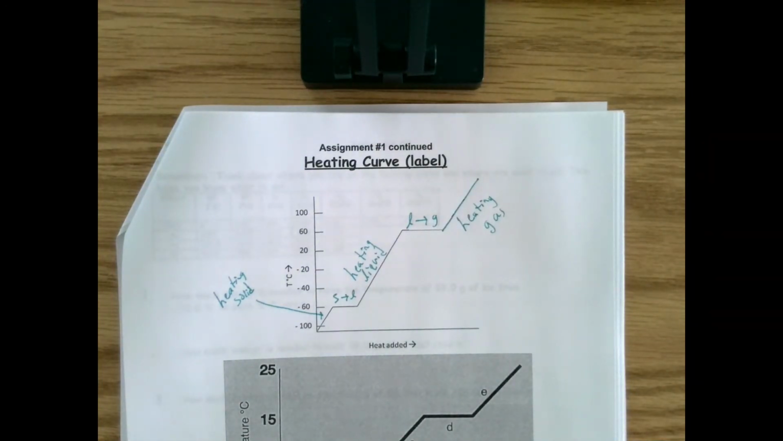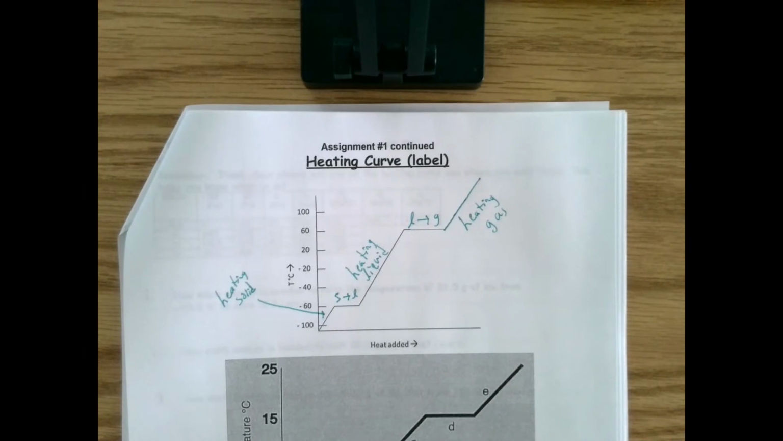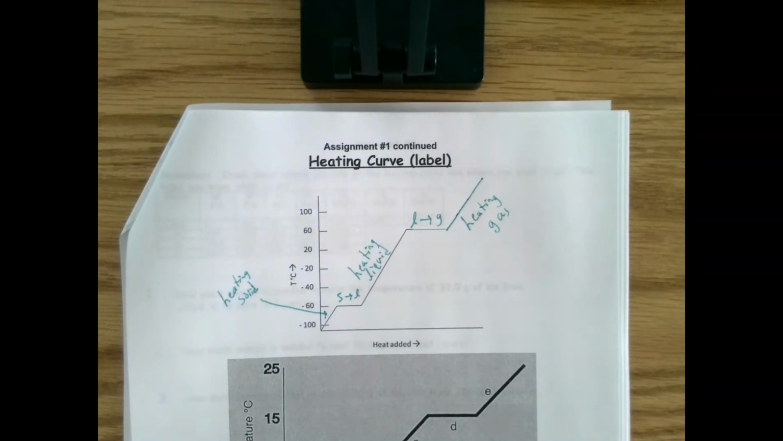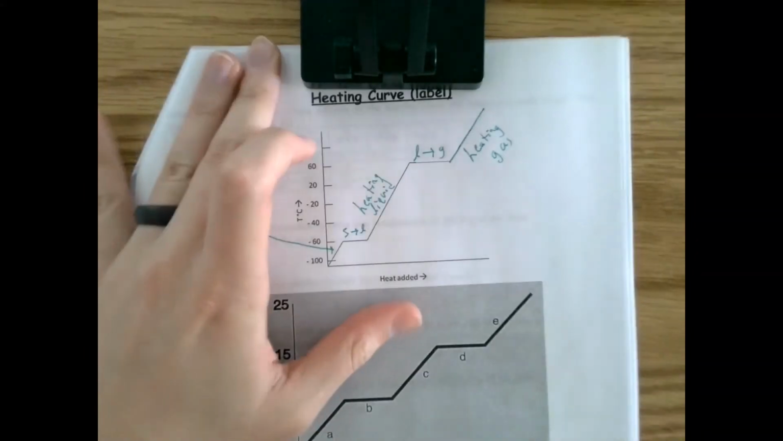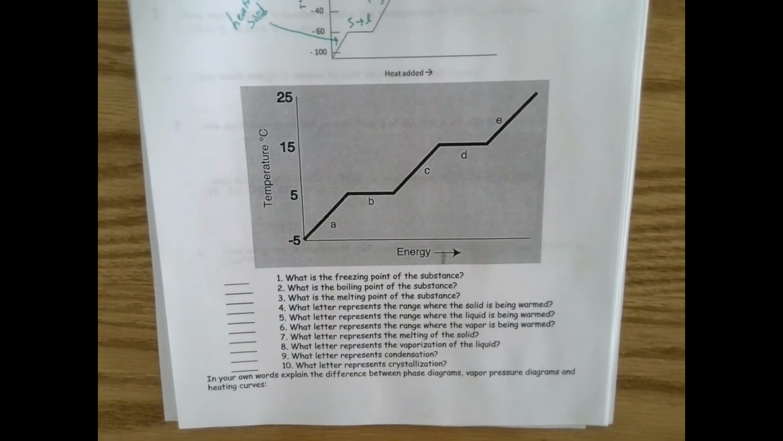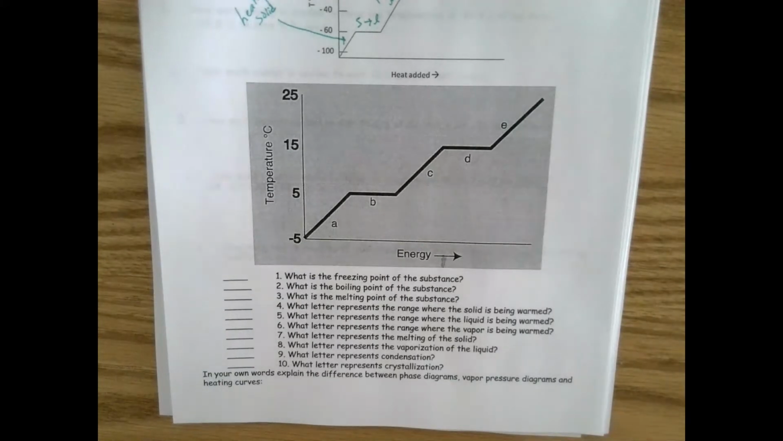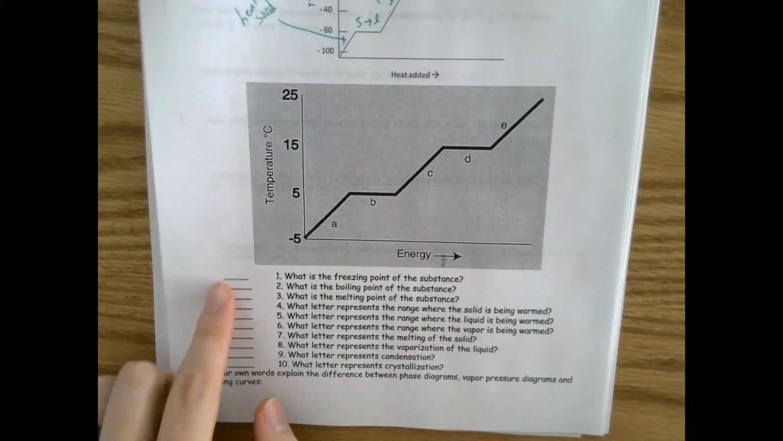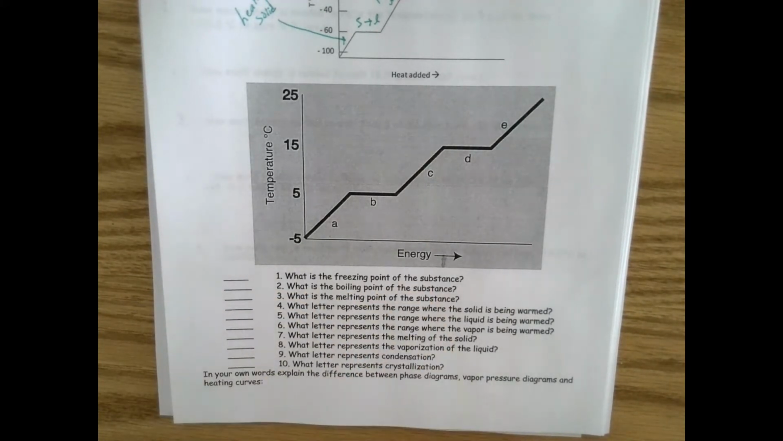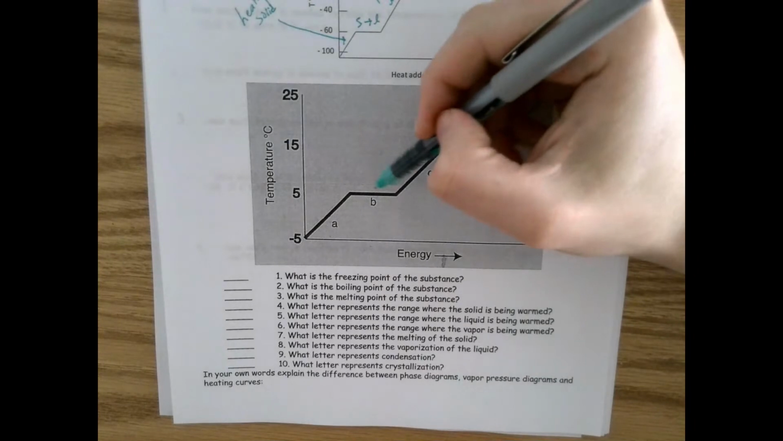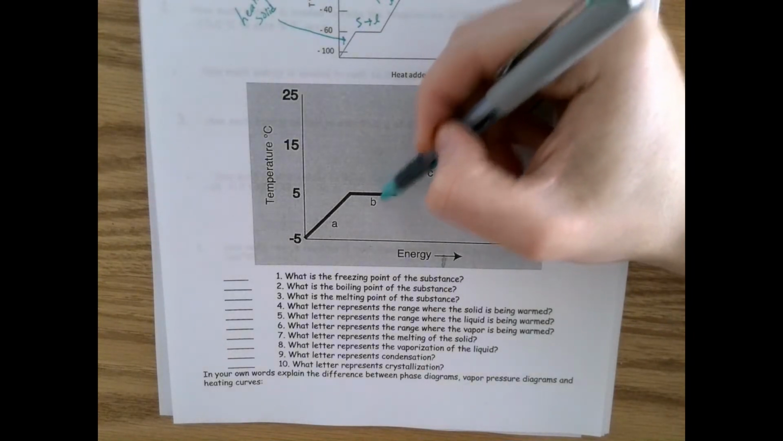Okay, so there are some questions down here that we can look through. Oops, sorry, you can't see. Let me adjust the camera. Down here at the bottom, let's look through together based on this bottom heating curve. First, what is the freezing point of the substance? Well, we have to ask, where does freezing occur? Freezing is the liquid to solid phase change. The liquid to solid phase change is this little step right here, B.